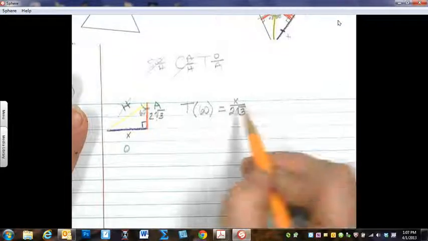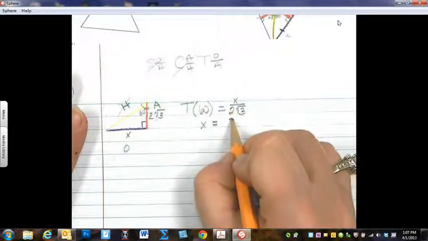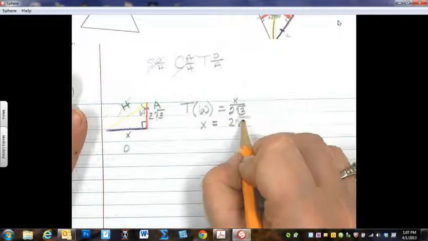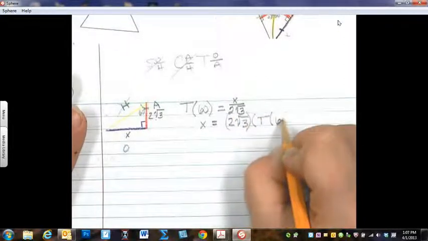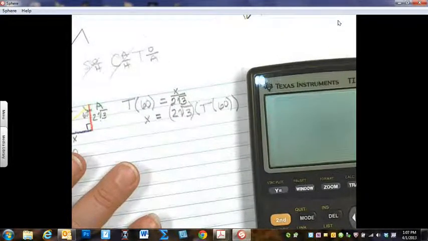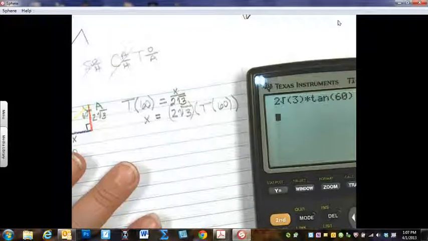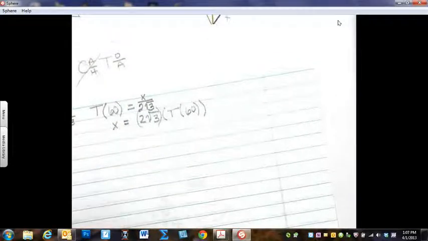Okay? When I cross multiply, I'm going to get x by itself, and that's going to equal 2 square roots of 3 times the tangent, let's put them in parentheses, of 60. And we could just put that right in our calculator, because now it's calculator ready. So we know 2 square roots of 3 times the tangent of 60 is 6. X is 6. Yay!